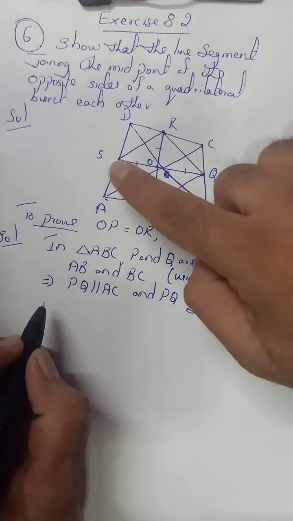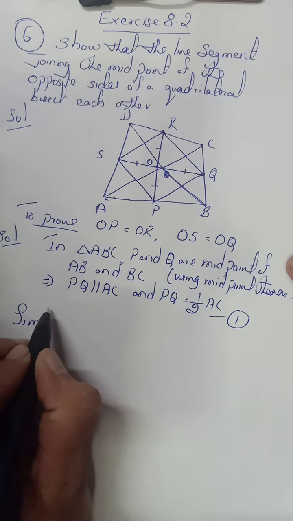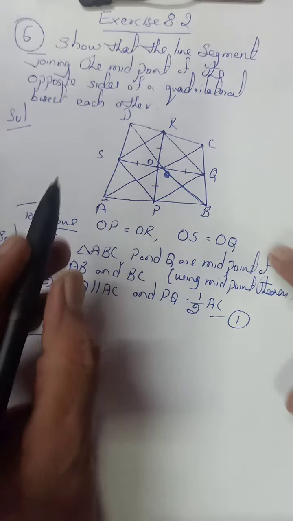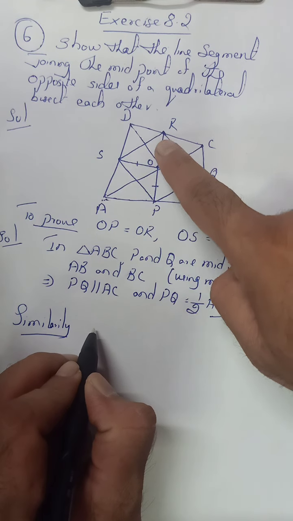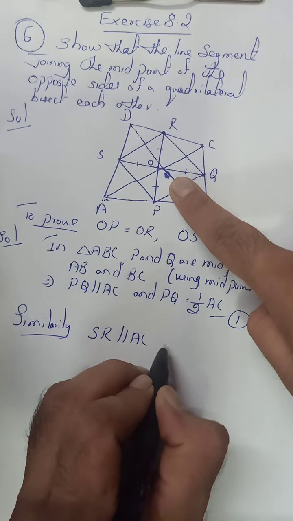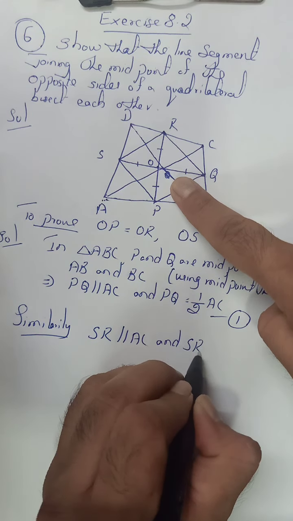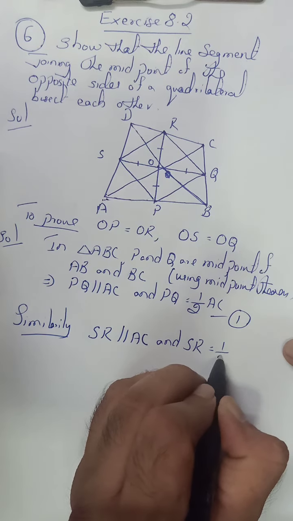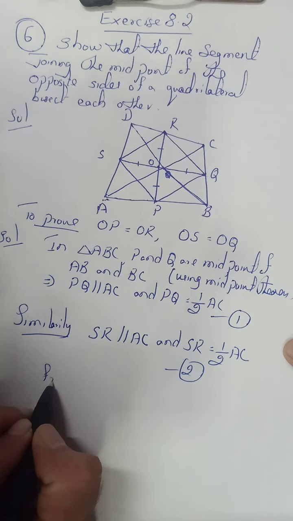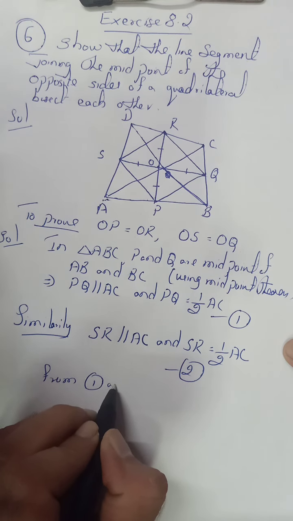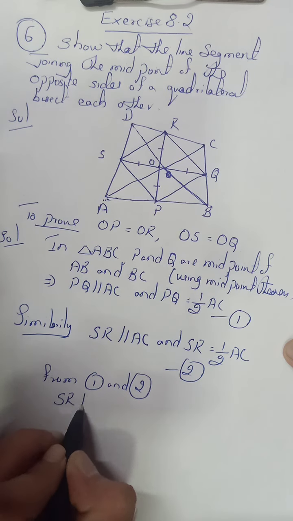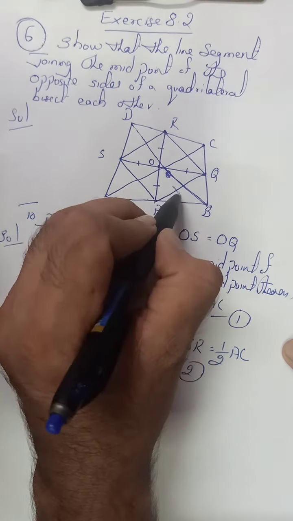Now here I'll take similarly. I'll write here similarly. Similarly, if I take this triangle ACD, here also I'll get the same result. I'll get here, that means using midpoint theorem, SR is parallel to AC and SR is half of AC. You mark this as 2. So from 1 and 2, इसका मतलब हो गया कि SR is parallel to PQ. That means these two lines are parallel.